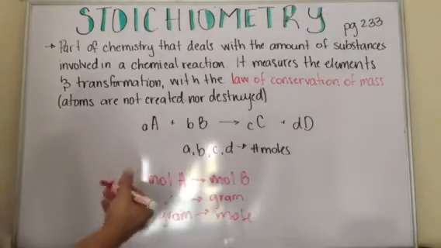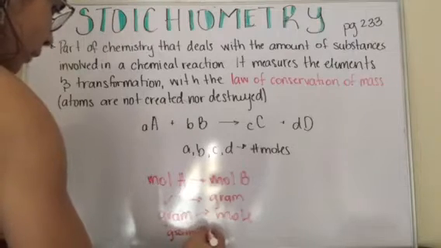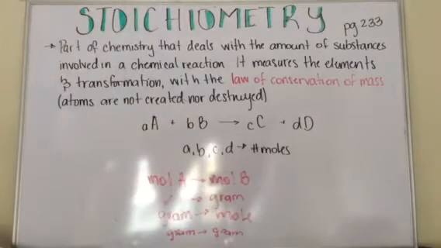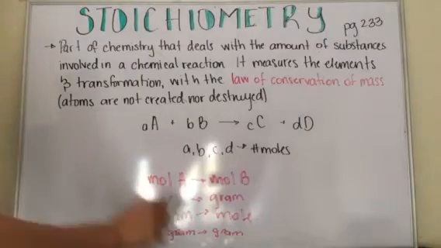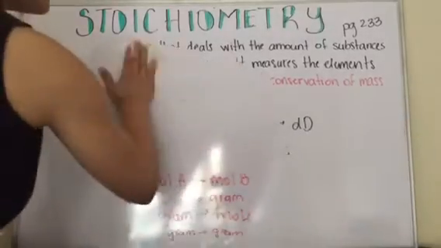Right now, probably you're not understanding what I'm saying, so I'm going to make an example. We can go from gram to gram. But if you're asked to transform something from mole to gram, we just make that conversion. We're not creating or destroying anything, we're just converting. So I'm going to give you an example of a stoichiometry problem with a chemical reaction, so that you understand it a little bit better.